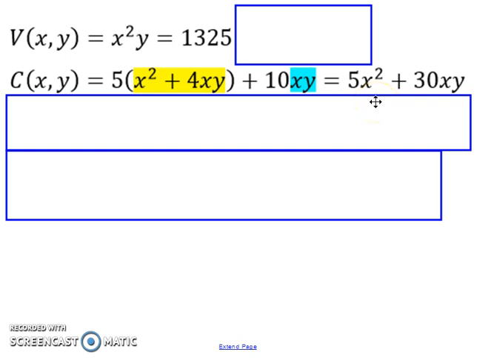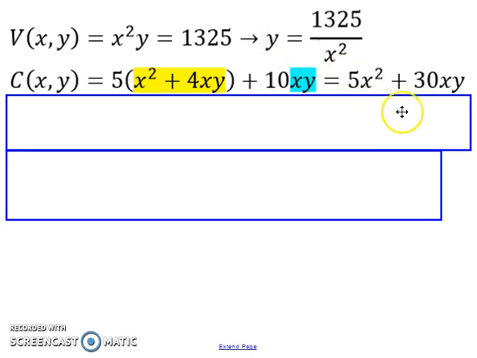We want to minimize cost, and hopefully you're recognizing that there's a problem. We have this in terms of x and y. And hopefully you also realize that if we just replace the y in terms of x, then we could do that. So naturally, we're going to look to this function right here to solve for y. All we have to do is divide by x squared.